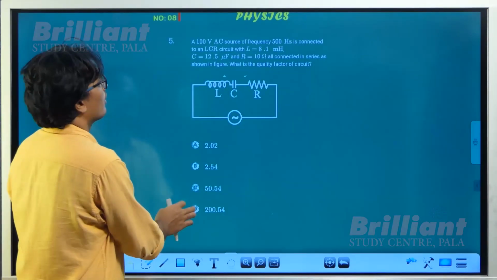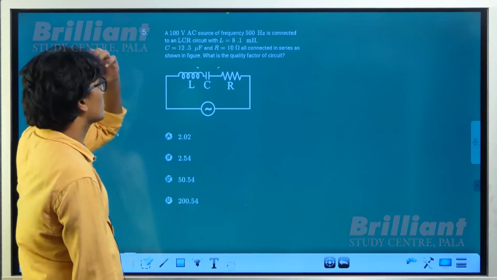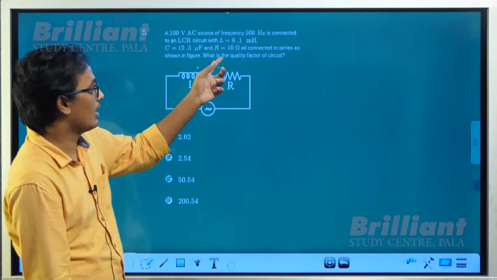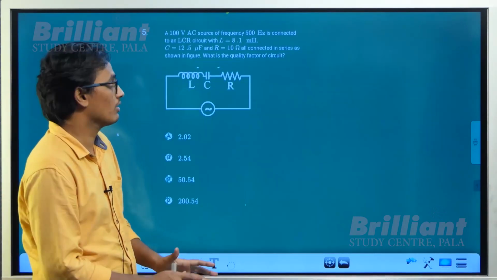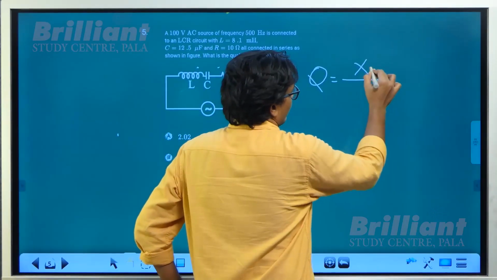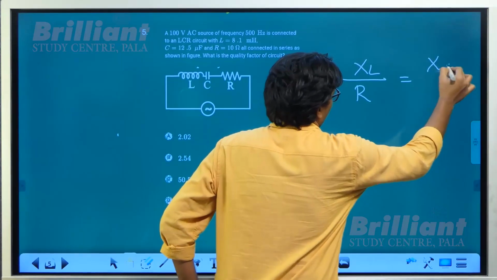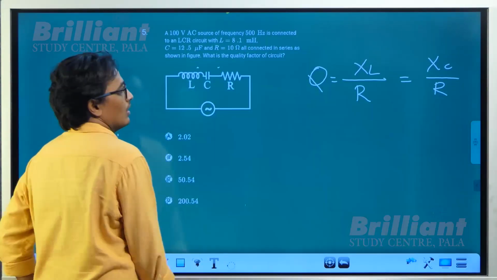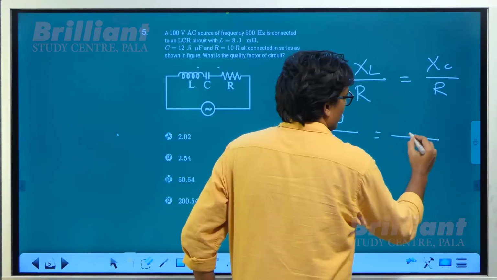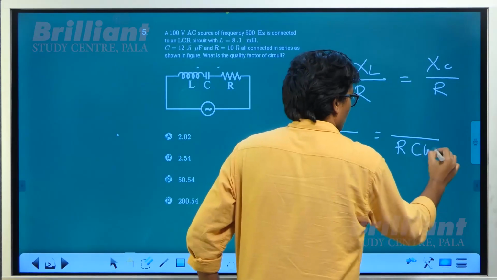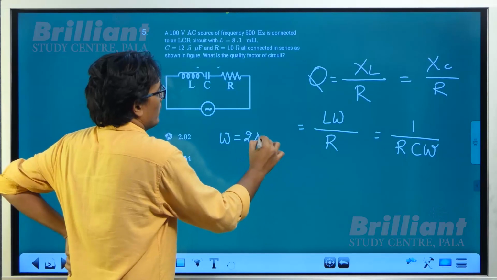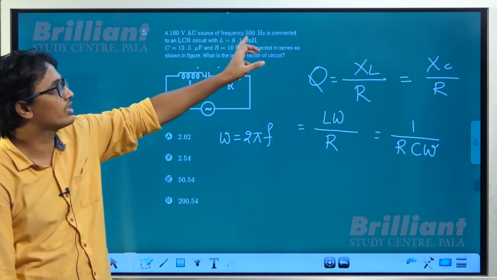A 100 volt AC source of frequency 500 Hz is connected to an LC circuit with L as this, C as this, R is this, all connected in series, shown in figure. Quality factor. So the quality factor formula is a direct formula. It's XL by R, or XC by R. XL is L omega, and XC is 1 by C omega. They are given omega as 2 pi f. They are given frequency as 500 Hz.